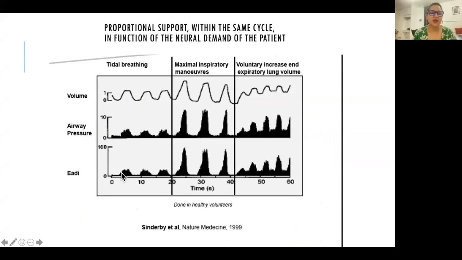So as we can see, if we have normal breaths, the EDI is quite small, and so is the airway pressure, and we are getting a good tidal volume. However, if the demand is increased, your EDI is increased, and the pressure is going to increase to achieve that much tidal volume. And there may be a voluntary increase in expiratory lung volume. So there may be a lower or higher EDI, and proportionately the pressure is going to change. So there is a change in the same cycle. You may see the EDI might be different, and hence the pressure might be different to achieve that much tidal volume.